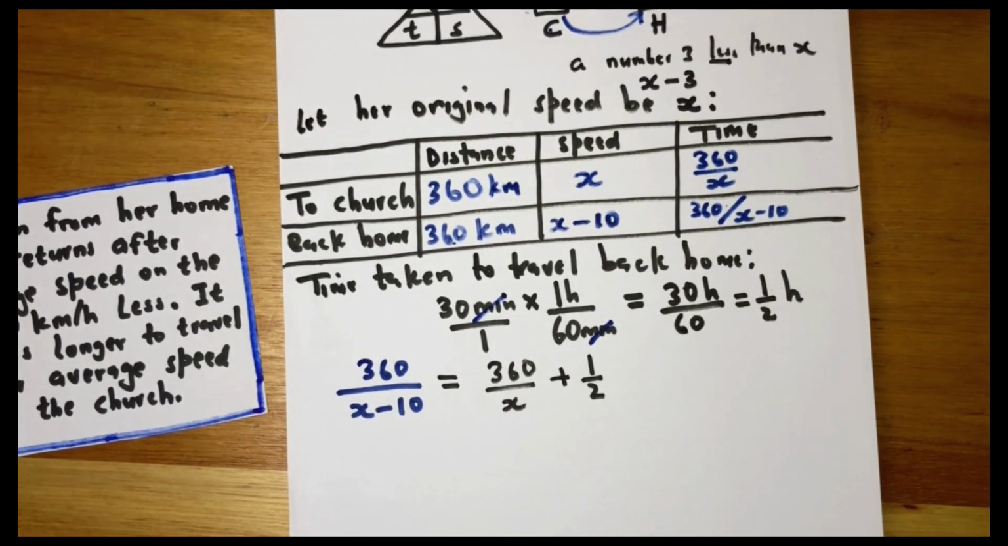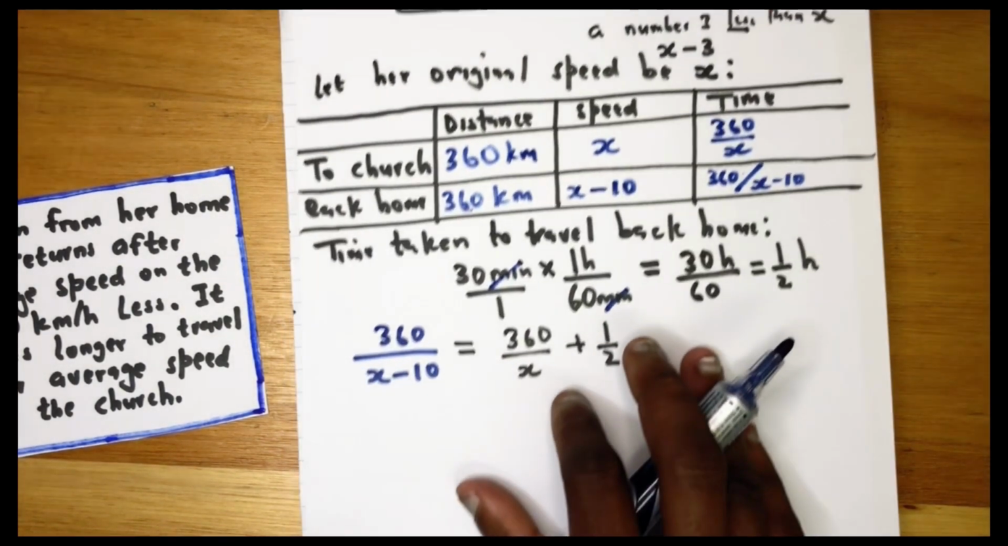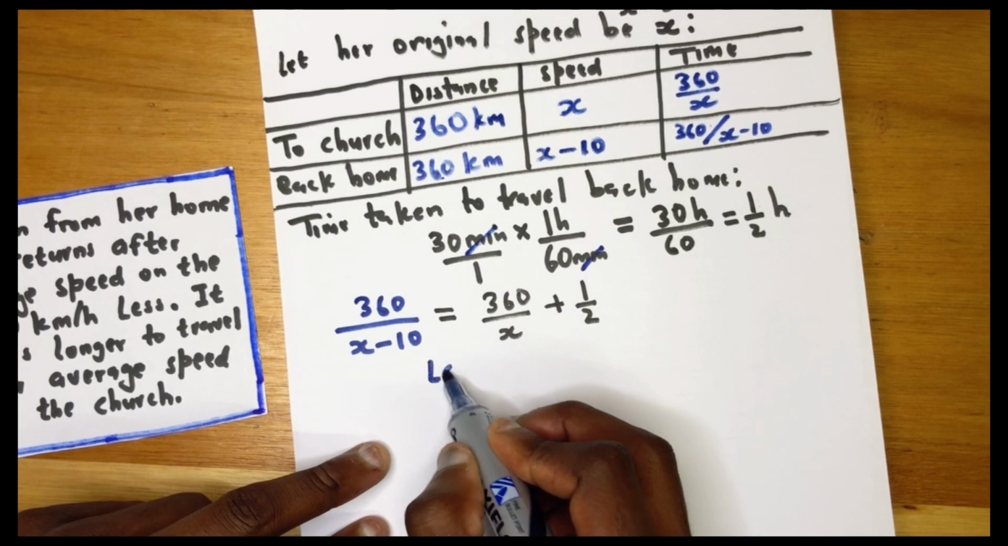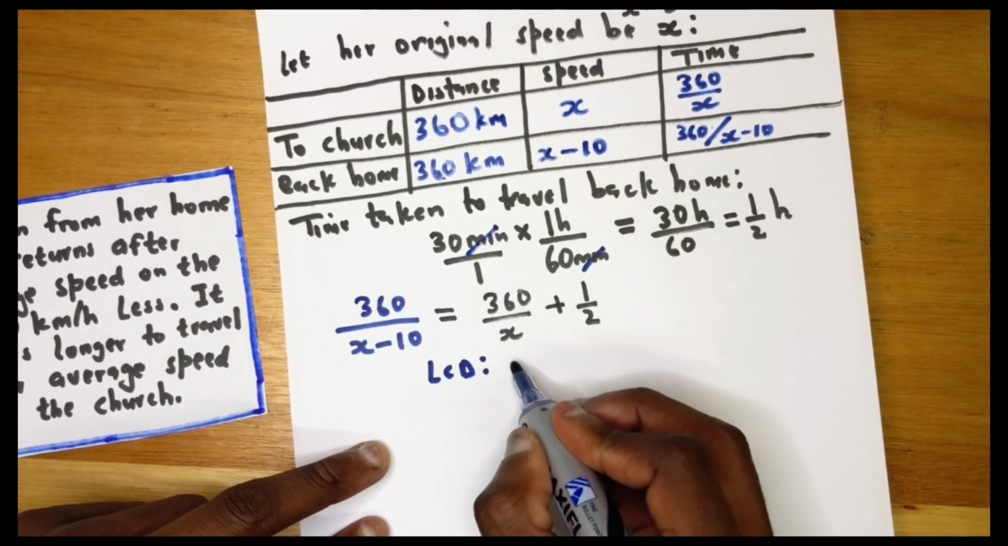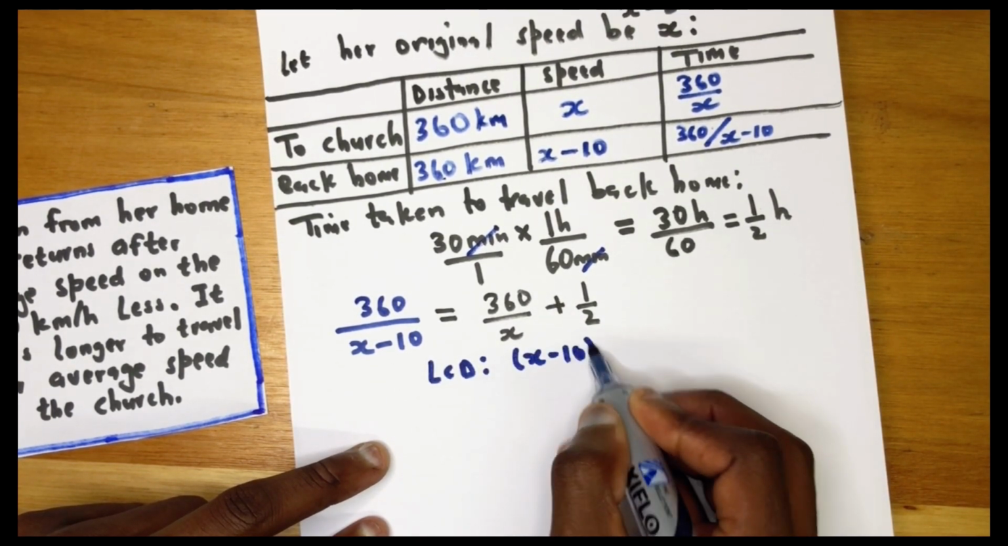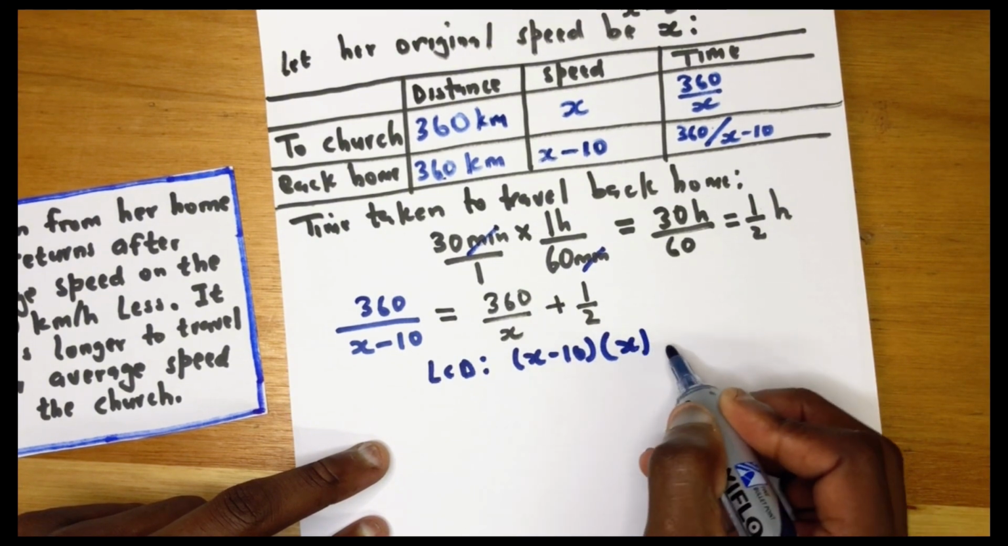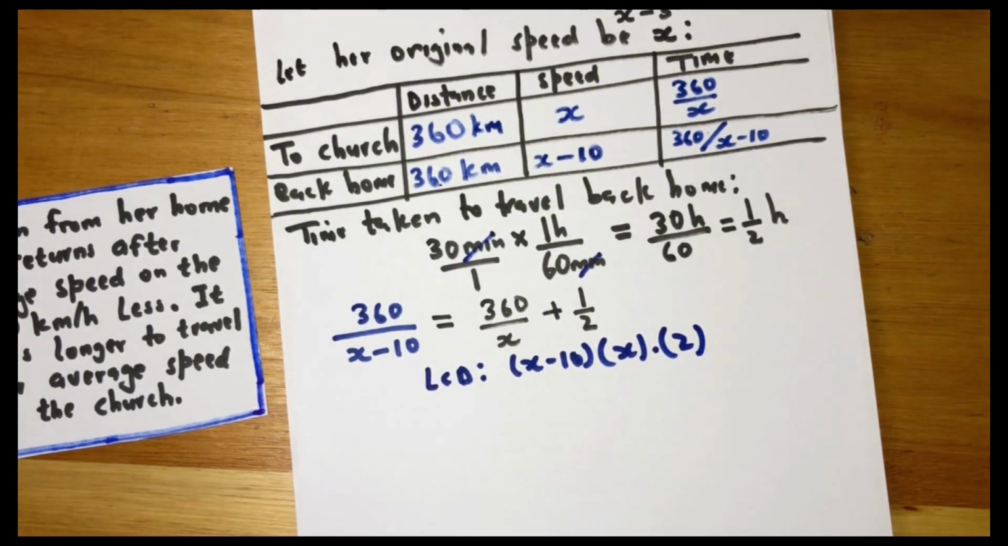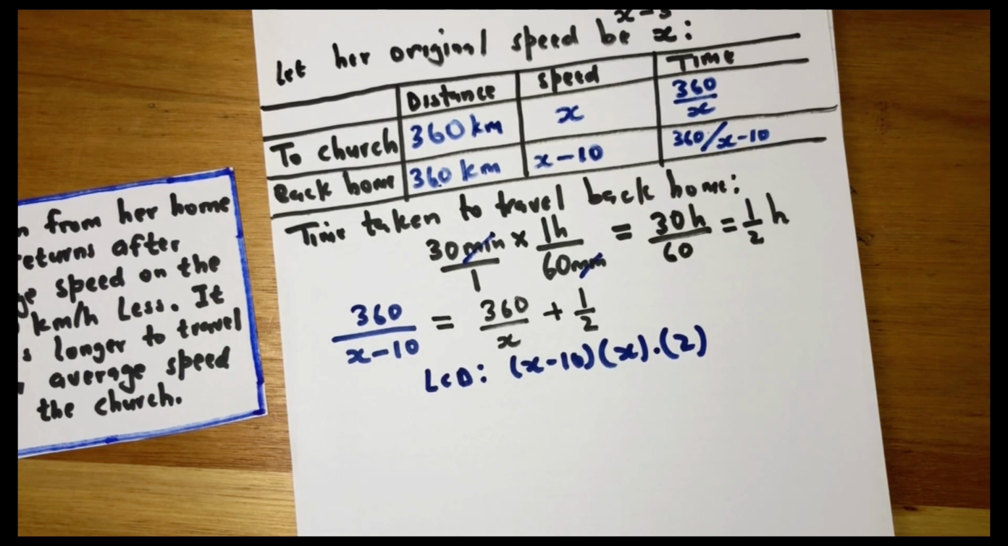So I need to find the LCD here. So I'm going to say LCD. So the LCD is going to be x minus 10 times x times 2. Right. So that's our LCD here.